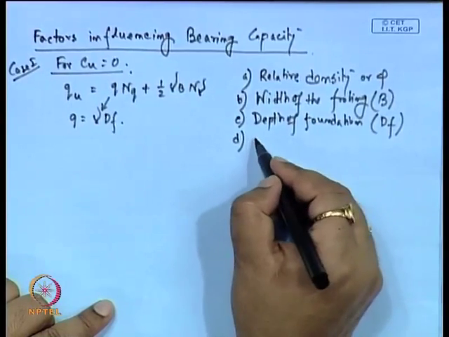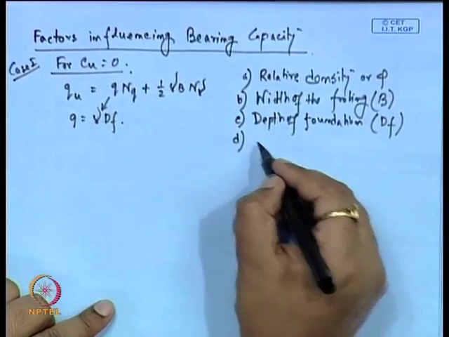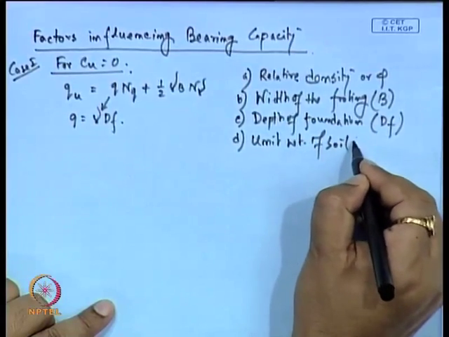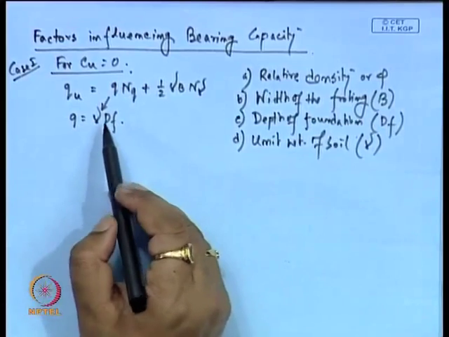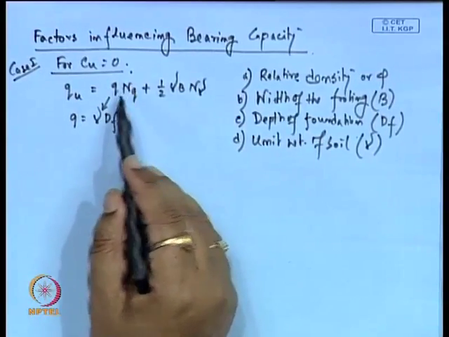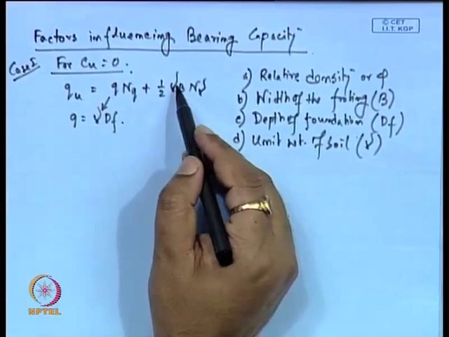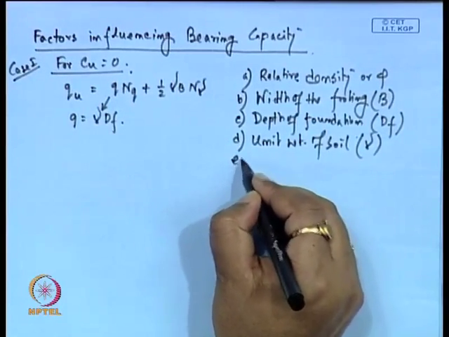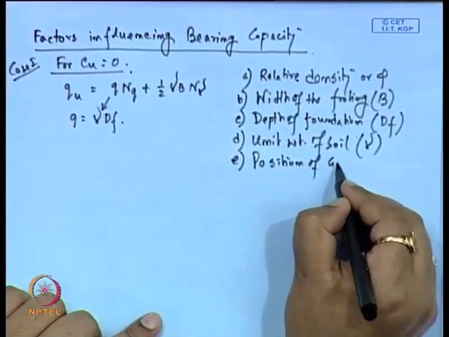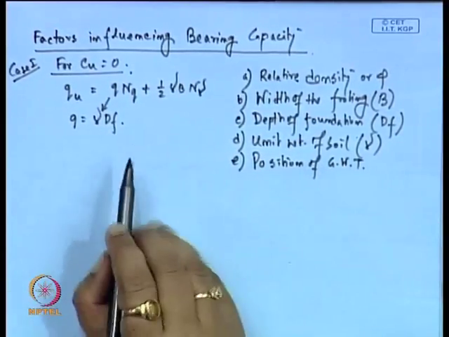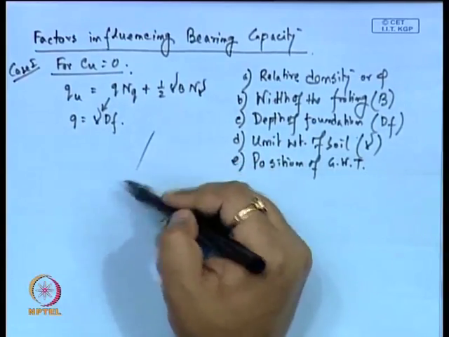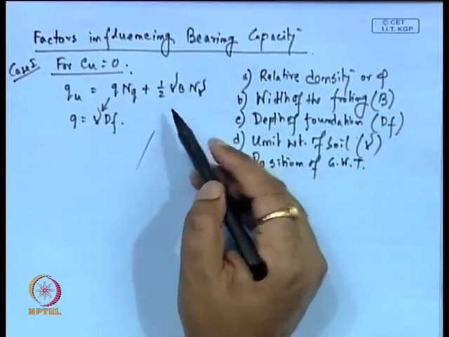The next one is the unit weight of the soil, that is gamma. Here we can see this gamma represents the unit weight of the soil above the foundation base, and this gamma represents the unit weight of the soil below the foundation base. And then the next one is the position of the ground water table. I have already explained that if the ground water table position changes, then this Qu value, the ultimate load carrying capacity or bearing capacity value, will also change.